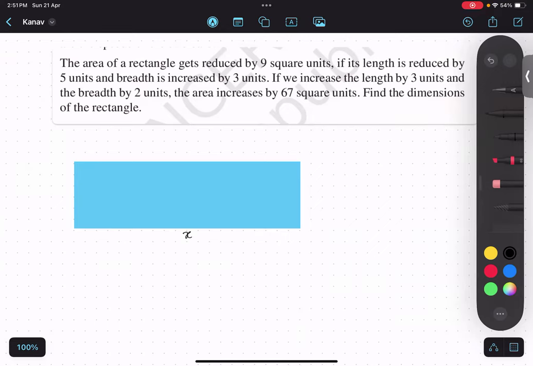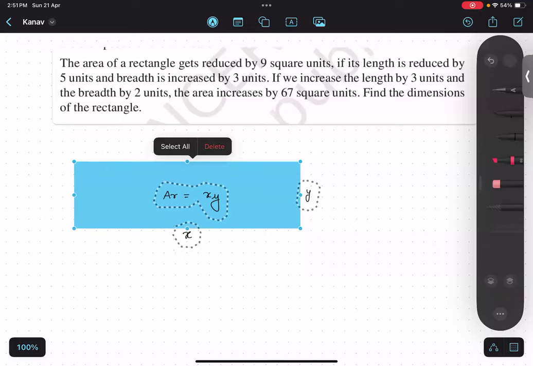So let's say the length is X and the breadth is Y. Now, what is the area of the rectangle in that case? Area of a rectangle is length times breadth, XY. Yes.